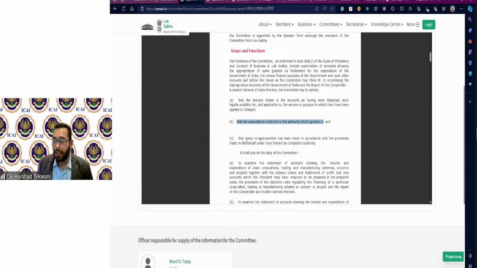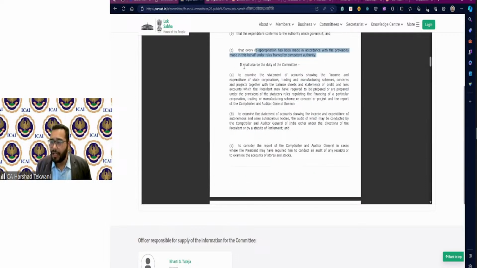Third, reappropriation has been made in accordance with the provision made in this behalf under the rules framed by the competent authority. Reappropriation means application or distribution of funds. So whether the distribution of funds was done appropriately or not, kind of. The committee has to satisfy themselves on these particular parts.